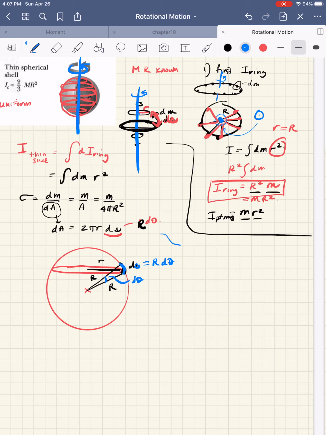And so altogether, my dm will be m over 4 pi R squared times 2 pi little r times capital R d theta. One of those R's cancels, a pi cancels, and a 2 cancels. And dm will equal m over 2 capital R, little r, times d theta. Oh, and a 2.